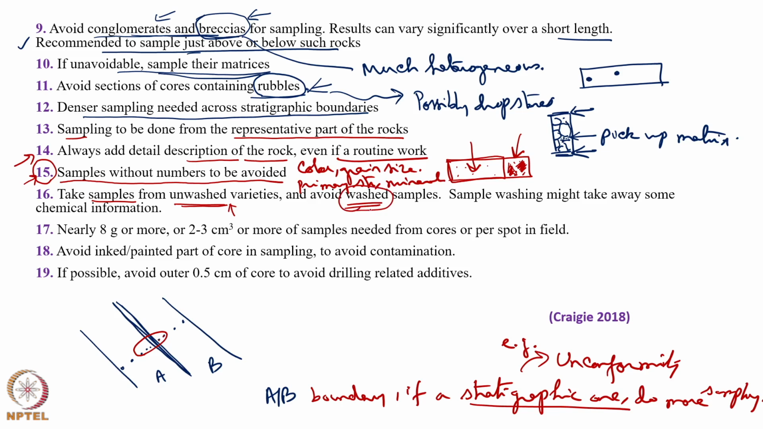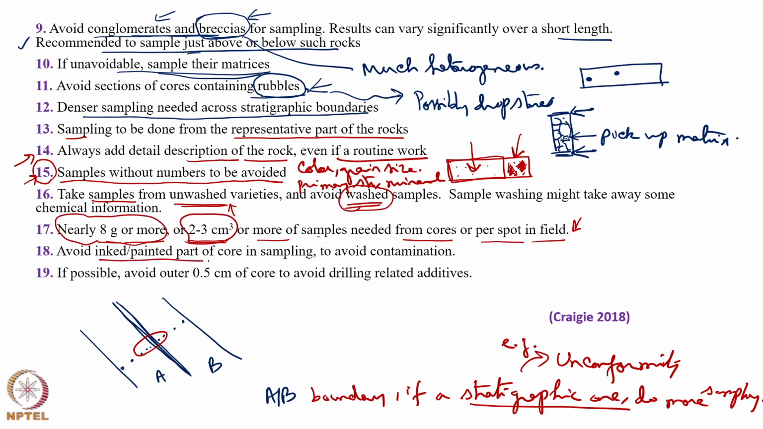How much rock should be analyzed? Nearly 8 gram or more, or 2 to 3 centimeter cube or more volume of sample are required from cores or per spot in the field. They should be kept inside a plastic packet, and on the plastic packet the number should be written. Now, these numbers are the average numbers.